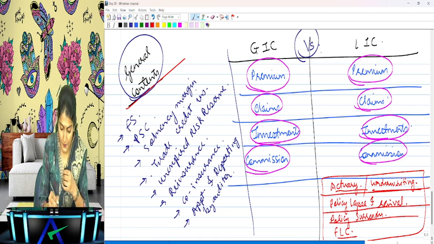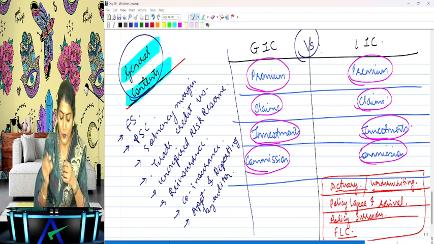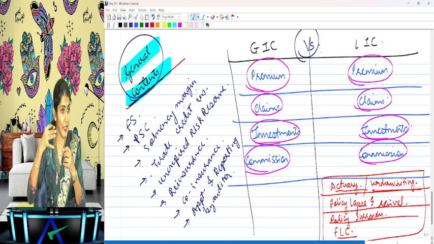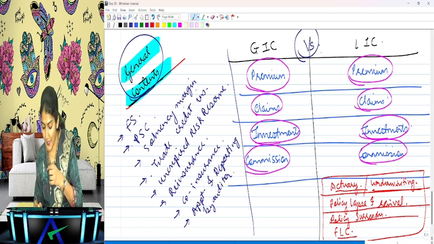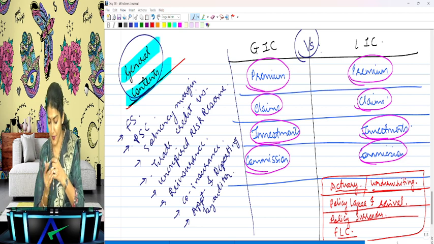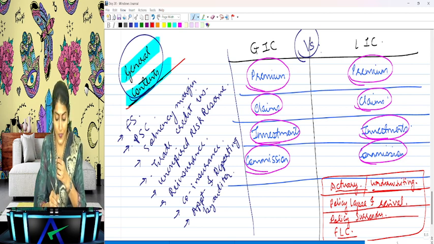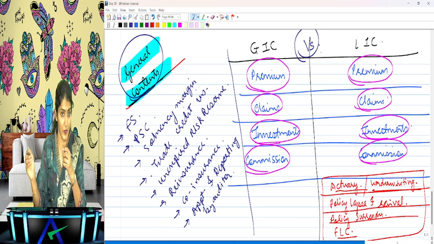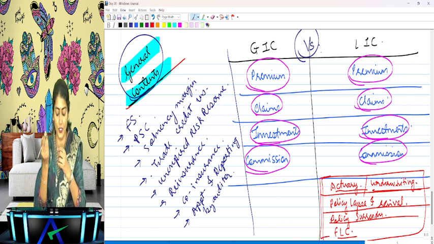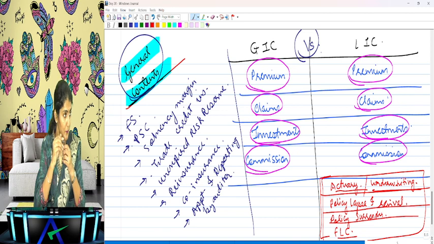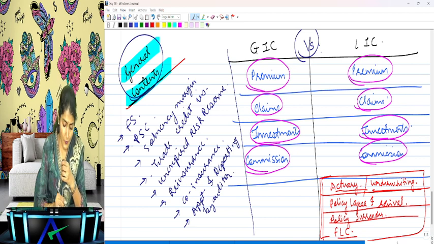So what I have tried to do over here is give you a general outline, or a helicopter view, of the chapter on the insurance company. So actuary, underwriting, policy lapse and revival, policy surrender. What is FLC? Free look cancellation. So these are the special points which we have for discussion in the life insurance company. Are you understanding that?